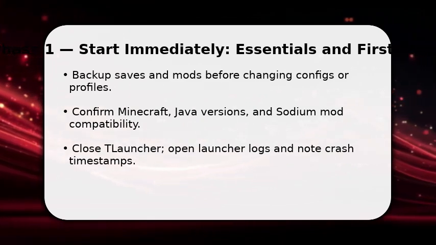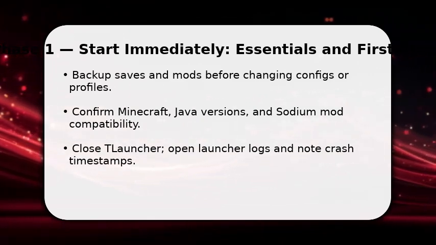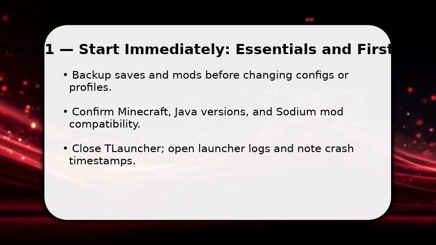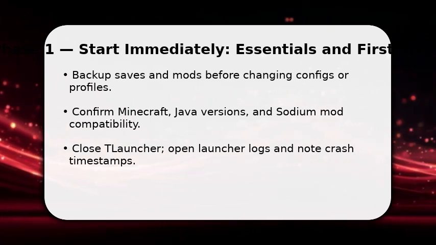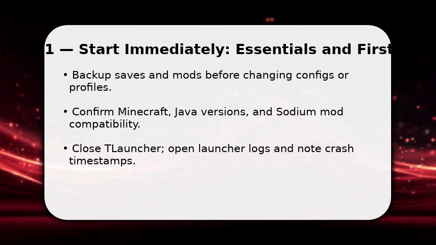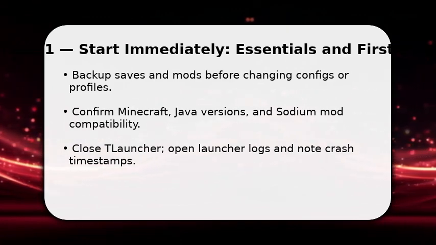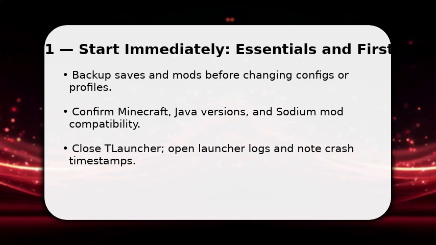Close Tlauncher and open its logs. Note exact crash timestamps and error lines. This gives clues. You proceed immediately to reproduce the crash once, so the logs capture the failure. Then, keep the launcher closed while you gather files for the next step.